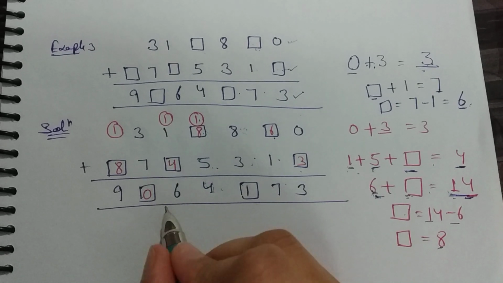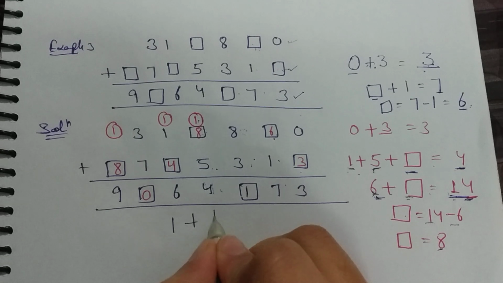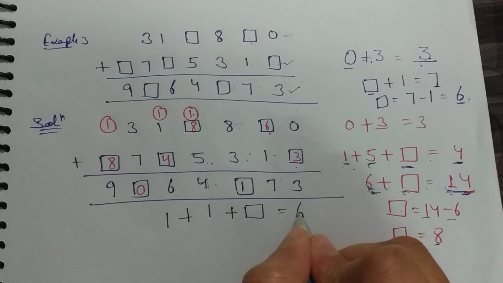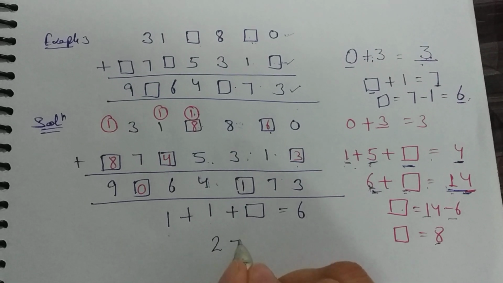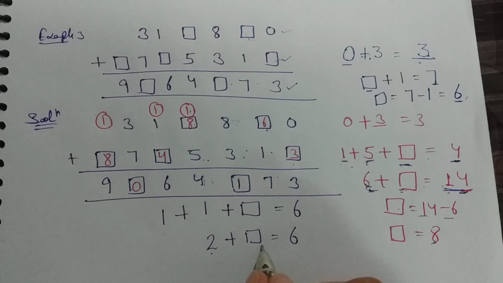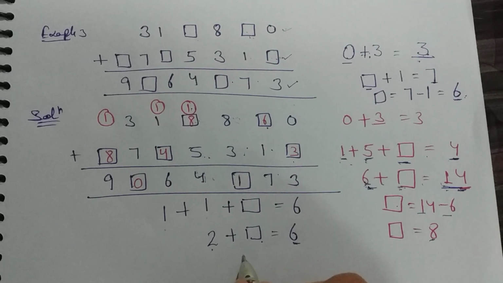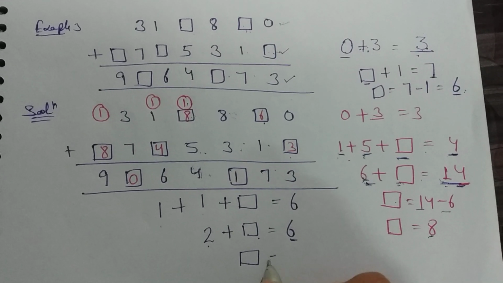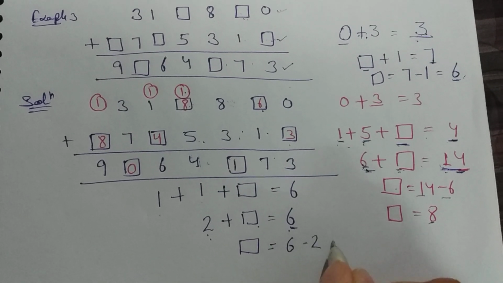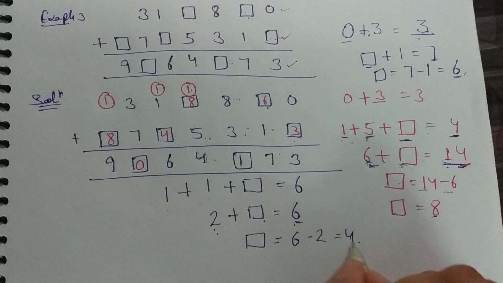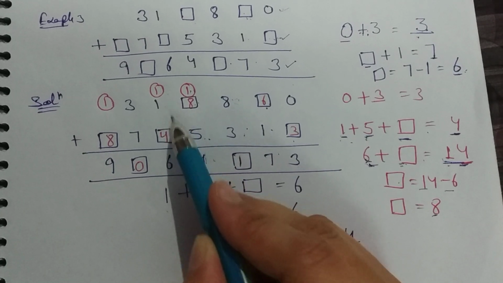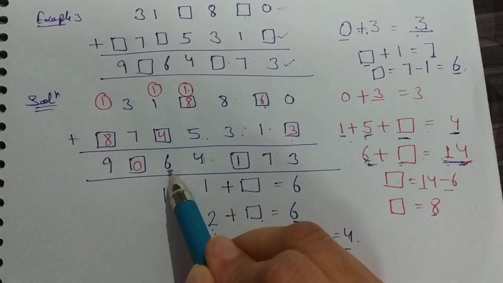And now see this, 1 is carry, plus 1 is first addend, plus second addend is equal to 6. Add these two. 2 plus addend is equal to 6. 2 is the first addend, this is addend 2, and this is sum. To find the addend 2, we have to subtract 2 from the sum, which is 6 minus 2. It gives 4. So we have to put 4 here. And check this, 1 plus 1 is 2 and 2 plus 4 is 6 and 6 is here.